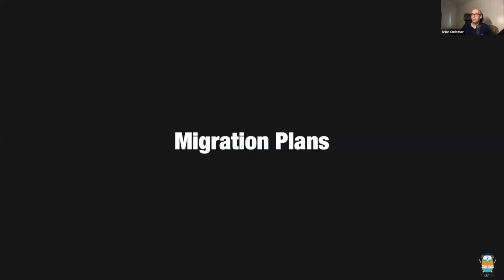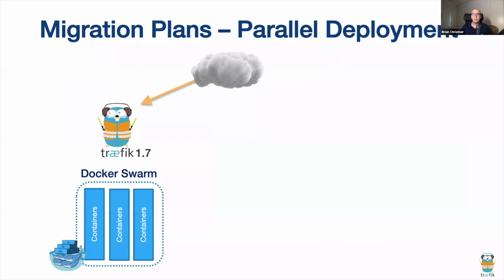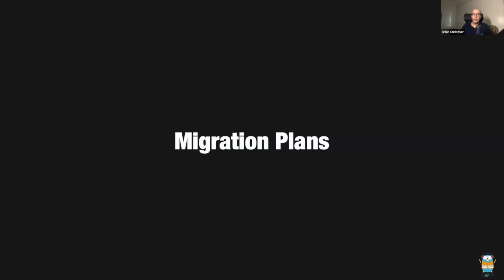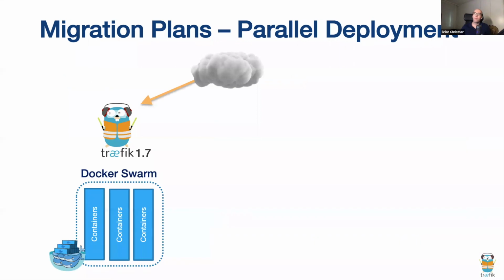All right. So migration plans. That was just a high level of what we're trying to achieve with migrating from 1.7 to 2.0. Now we're going to go with the migration plans, and we need to understand the different possibilities. There are several different possibilities, but we just drew up a couple to give you an idea. The first one is a parallel deployment. And this really depends on how many applications or containers you have running in your environment.